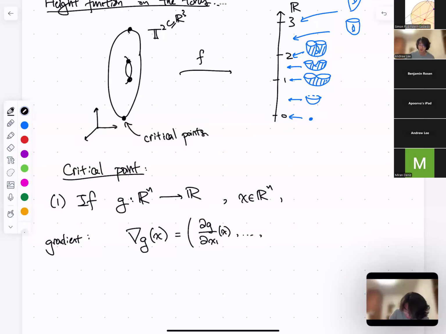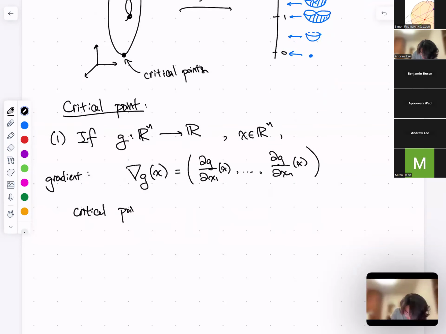And the intuition for this is it's the direction of fastest ascent. But then the standard way of thinking about critical points is a point where this gradient vanishes. And so this should rhyme with the standard thing in single variable calculus, where you're looking at critical points, or points where the first derivative vanishes. This is the replacement of the first derivative in the multivariable context.